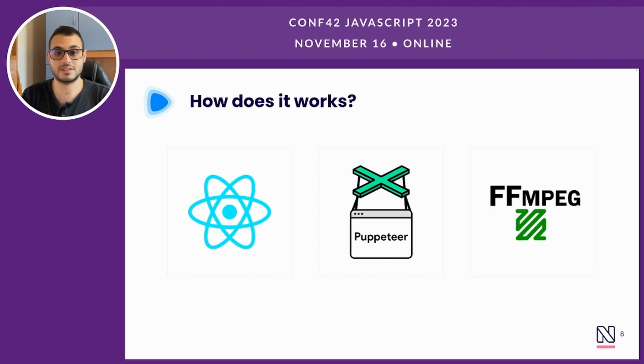First of all, we create our React code. So we create our video with code and we will see it in a few minutes. Then we use Puppeteer to make screenshots of the viewports, and then we connect all those images using FFmpeg and we attach the audio as well.